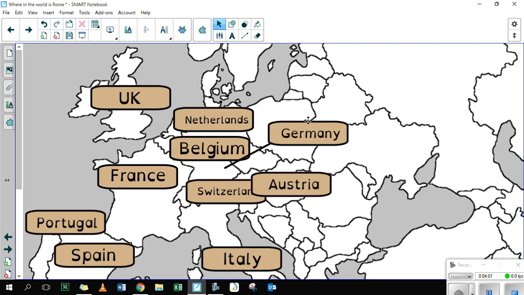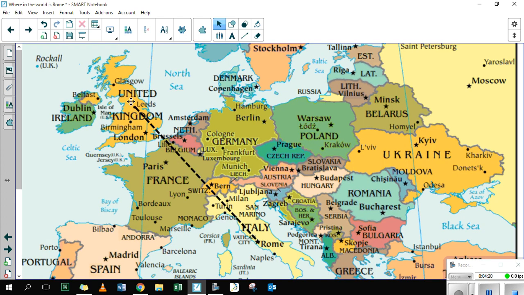So you have got this exact blank copy of the map. I'd like you, like I said, to try and label the UK, Netherlands, Belgium, Germany, Austria, Switzerland, France, Portugal, Spain, and Italy. And if you can mark on where Leeds is in the United Kingdom and where Rome is, you could then draw your direct line, your direct route right the way from Leeds down to Rome.